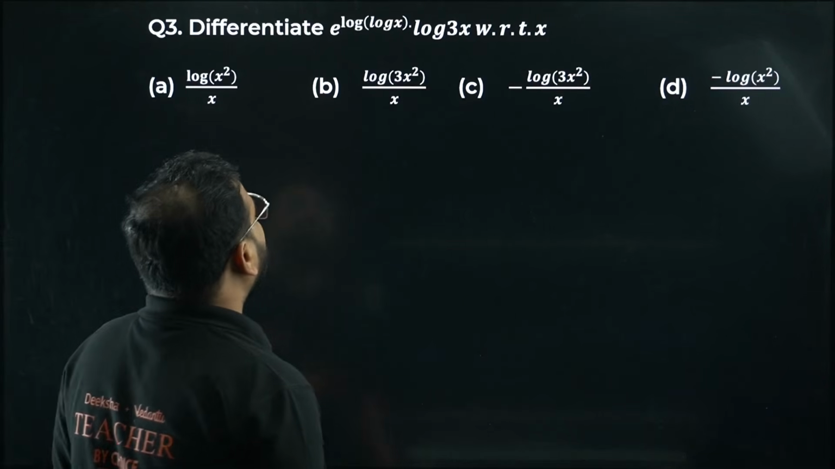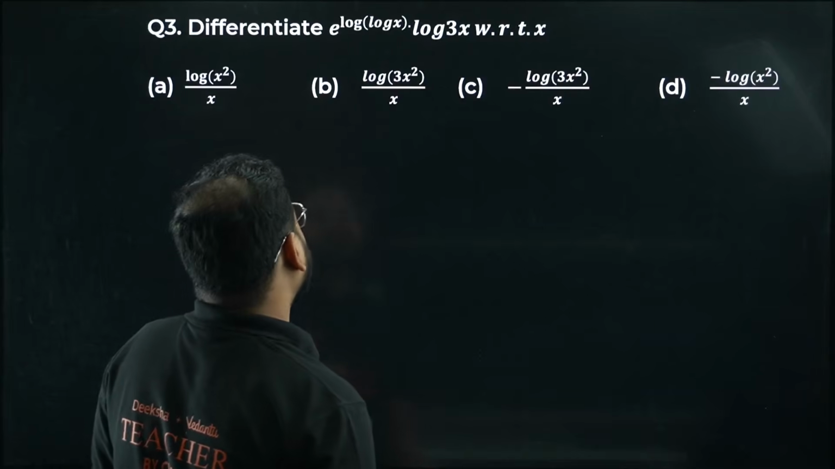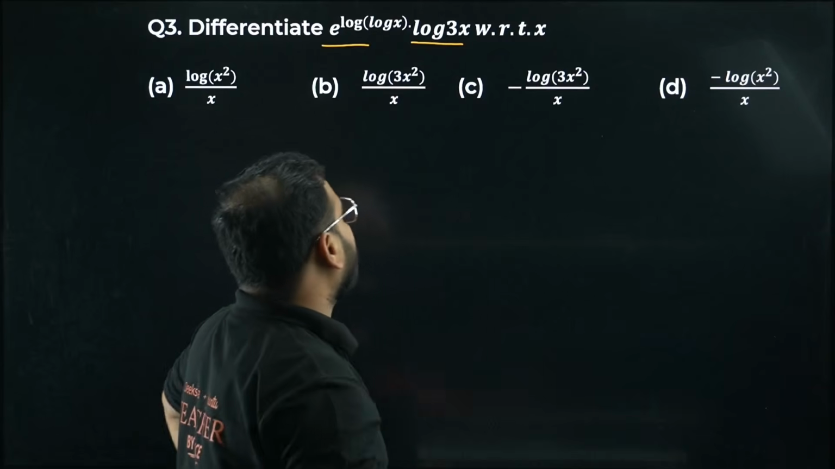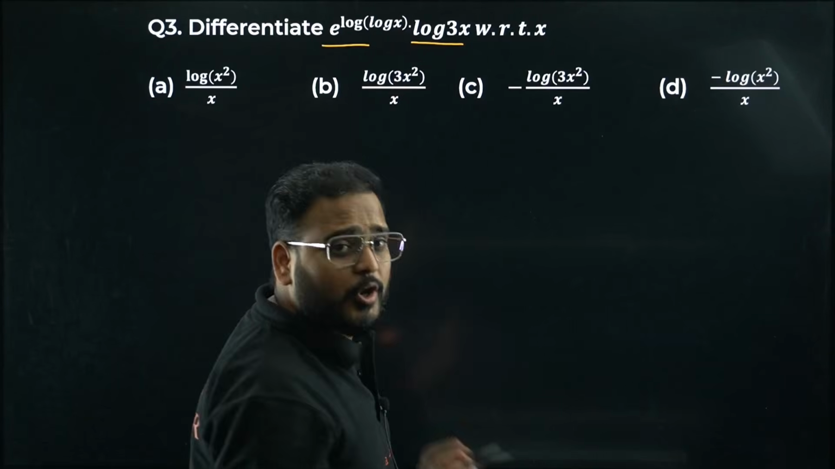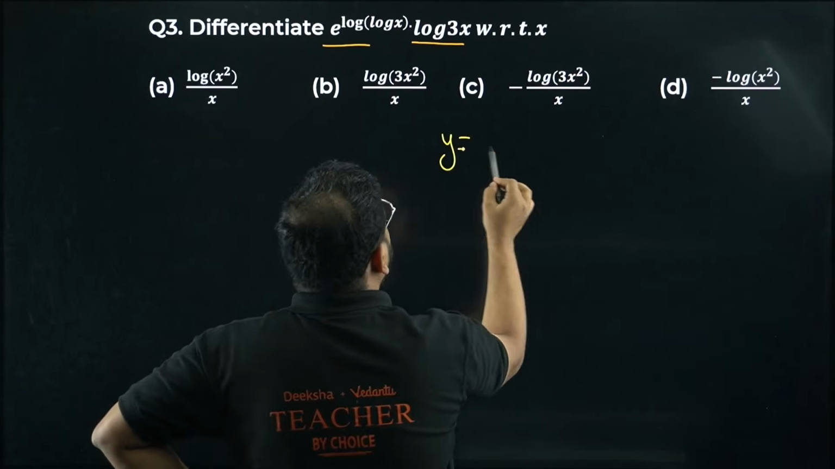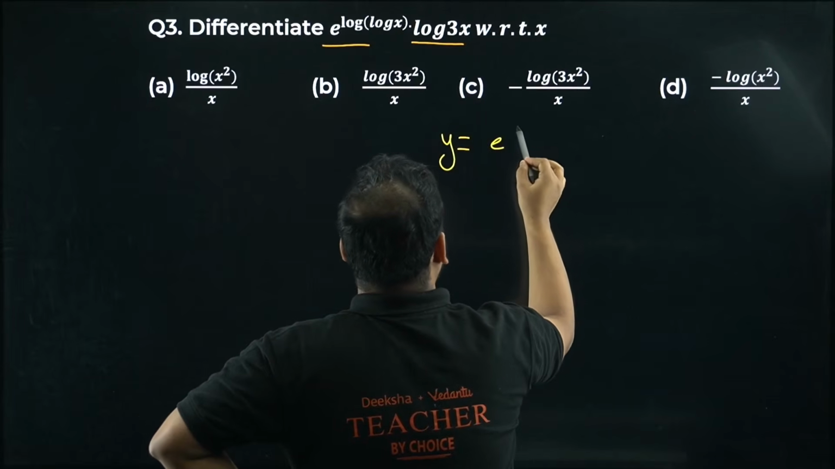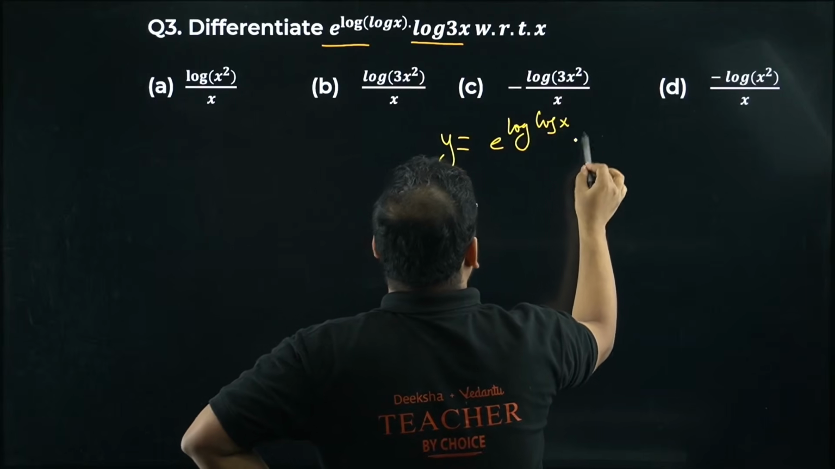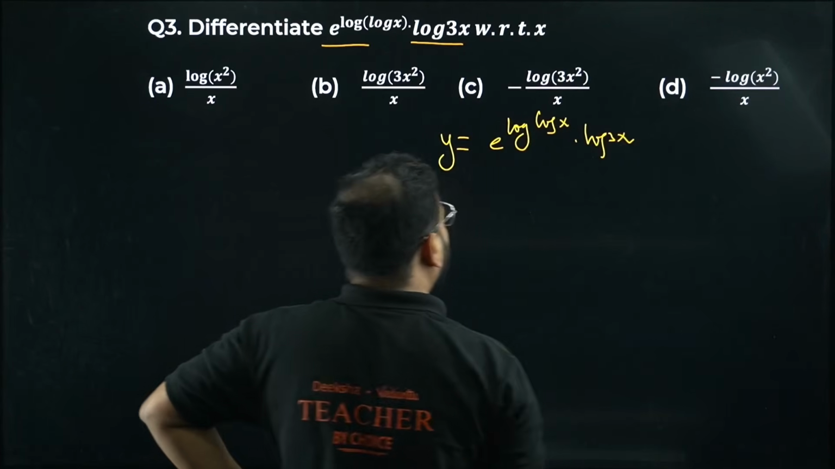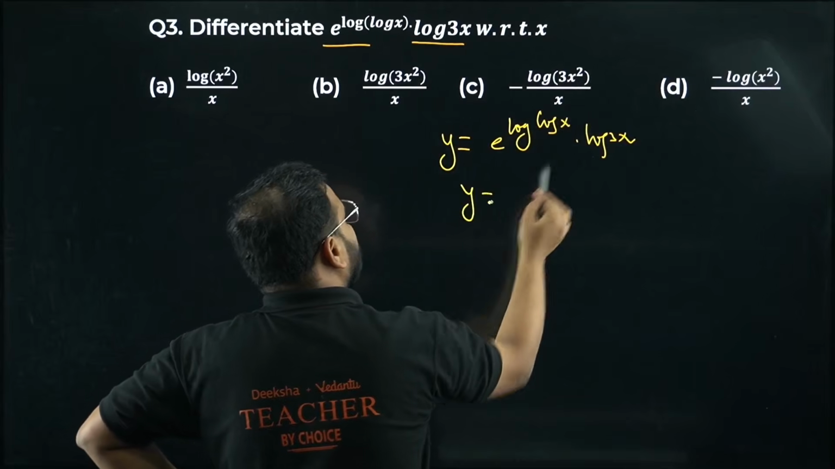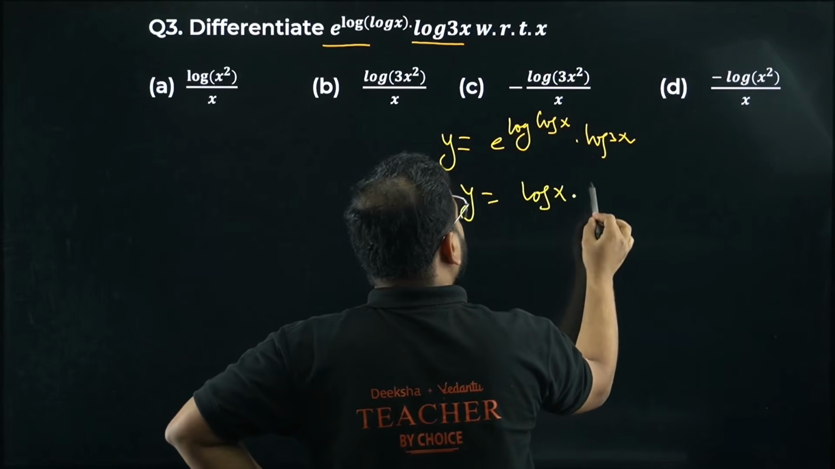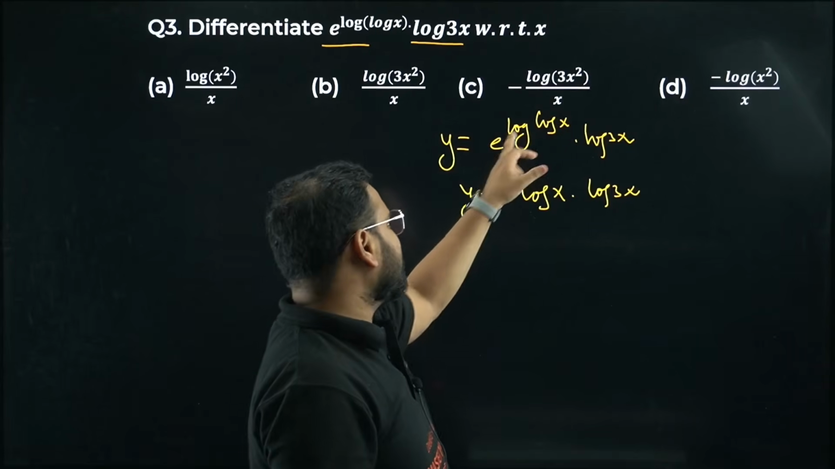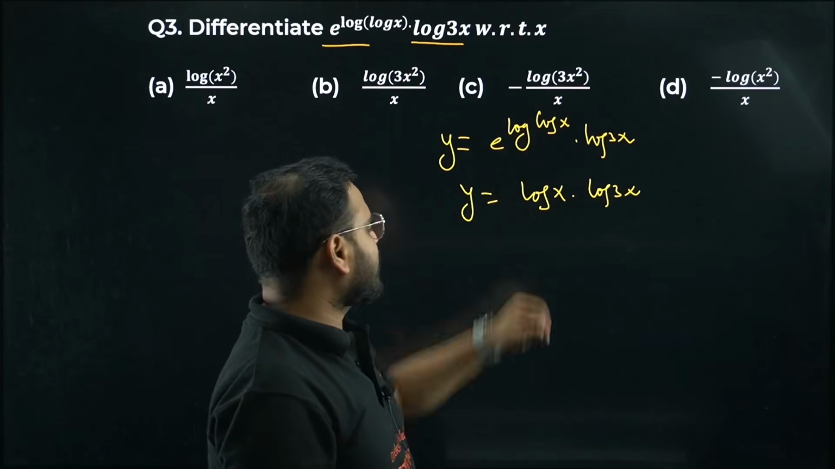Differentiate e power log x, log 3x with respect to x. How can I differentiate it? First of all, we have to apply the product rule over here. So y equals e power log x times log 3x. e and log will become simply log x. So I have log x into log 3x. How come? e and log will cancel, right? That's why we get log x into log 3x.